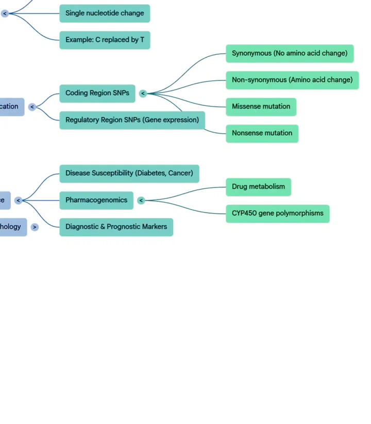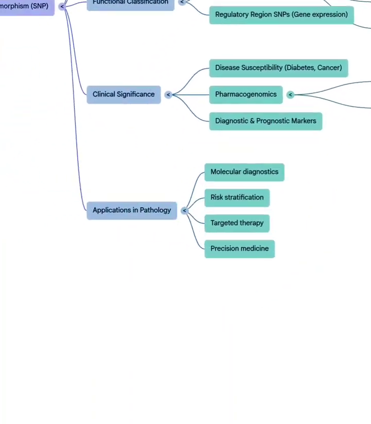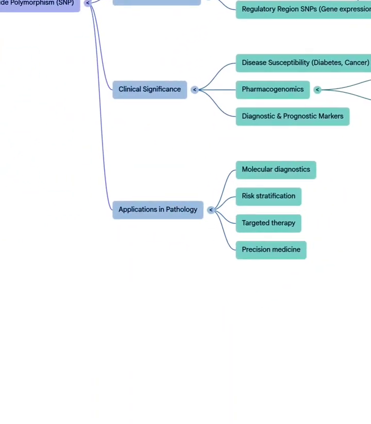To explain this, I will take an example: CYP450 gene polymorphism affects how drugs are processed in the body. SNPs also act as diagnostic and prognostic markers. SNPs are used as diagnostic markers in disease identification and prognostic markers in predicting disease outcome.